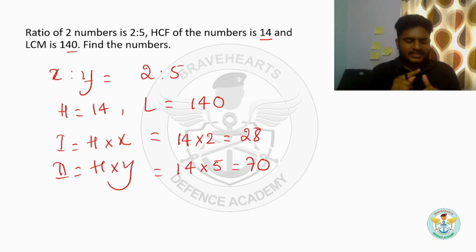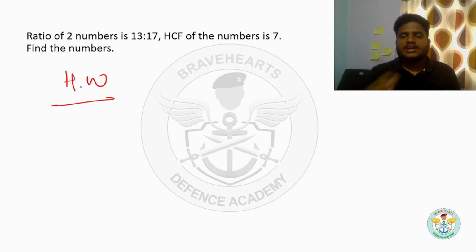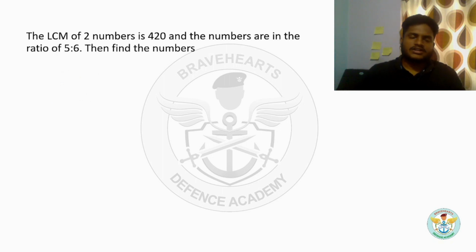So if we have the HCF and the ratio of the numbers, we can directly find the numbers without doing anything with respect to LCM. LCM was given just as a distraction. Very similar sum. I want you guys to take it as homework and put up your answers in the comment section. Let's move on to the next question.